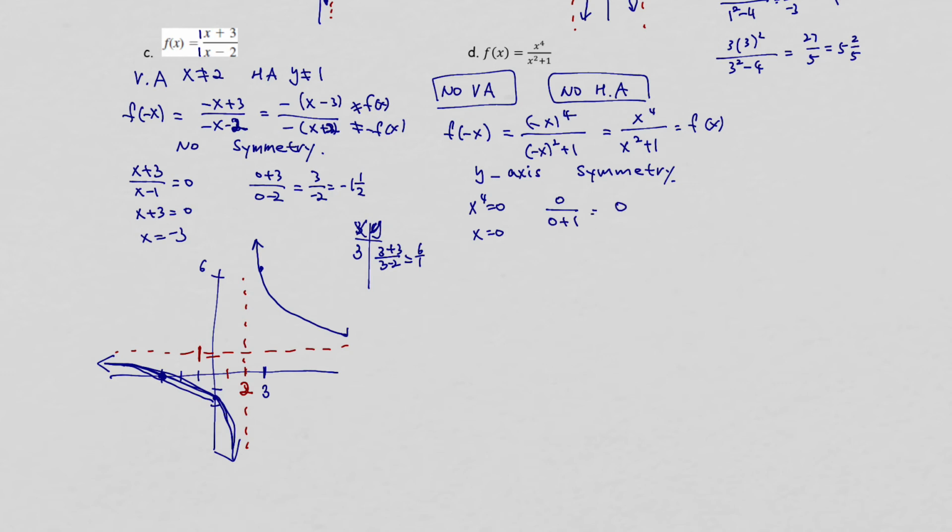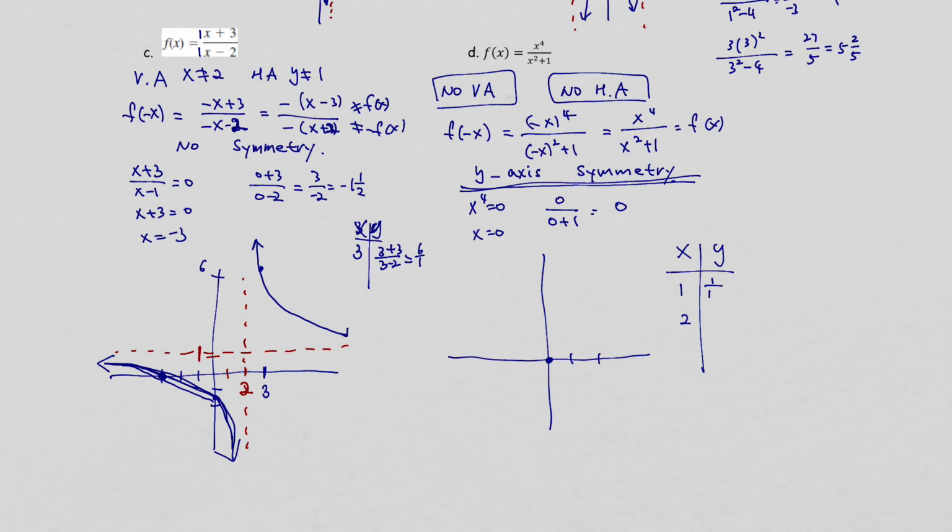So all the information I have is very little. No vertical, no horizontal asymptotes. The only thing I know is y-axis symmetry, and it passes through 0. So whatever shape I get on this side, I should get exactly the same thing on this side. Because I have so little information, I need to actually plug in points. So maybe let me plug in 1 and 2.